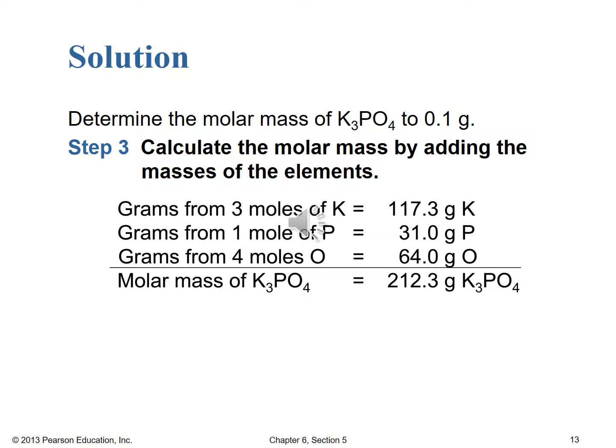All right, so here in step 3, we'll calculate the molar mass by adding the masses of the individual elements involved. And when we sum those masses correctly, we should arrive at a molar mass of potassium phosphate of 212.3 grams of potassium phosphate per 1 mole of potassium phosphate.